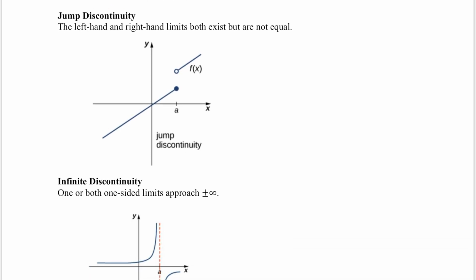The second type is called a jump discontinuity. In this case, the left-hand limit and the right-hand limit both exist, but they're not equal. So as we approach the point from the left and from the right, the function approaches two different values. This creates a visible jump in the graph.